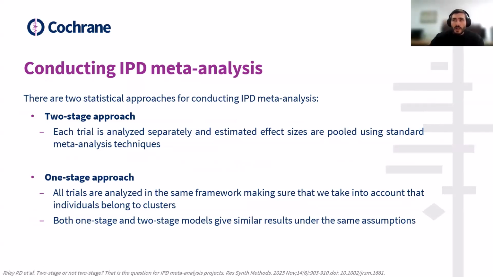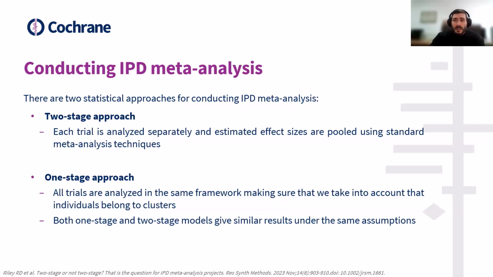Now we are going to see how we can synthesize the IPDs. There are two principal approaches for conducting an IPD meta-analysis: the two-stage approach and the one-stage approach. In the two-stage approach, each study is analyzed separately, and the study level estimates are then combined using standard meta-analytic techniques. In contrast, the one-stage approach analyzes all available studies within a single framework, and at the same time, it accounts for the fact that participants are randomized within studies.